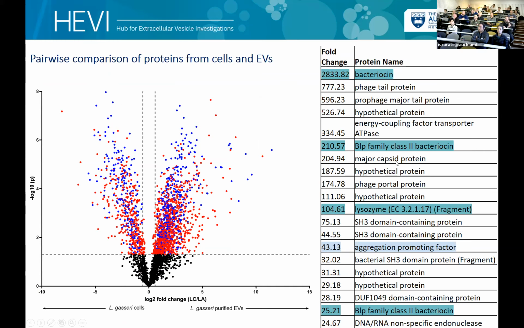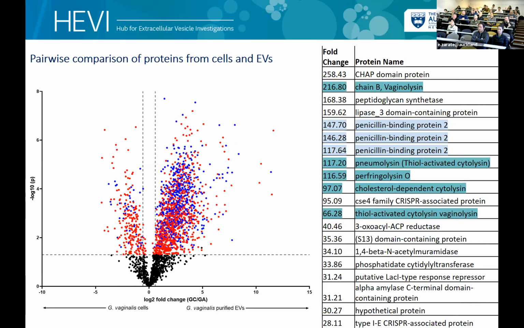So first of all, this is the enormous fold change of the proteins packed into vesicles in comparison with the parental cells. And again, the proteins that are highlighted are the main antibacterial agents that these particular bacteria use to compete with others in their ecological niches.